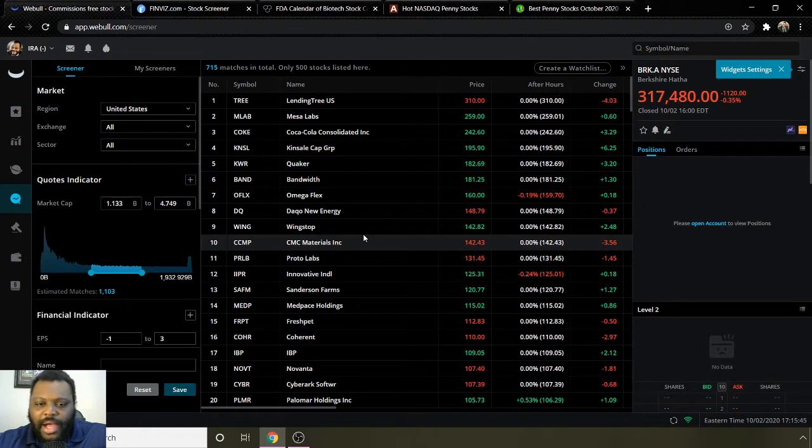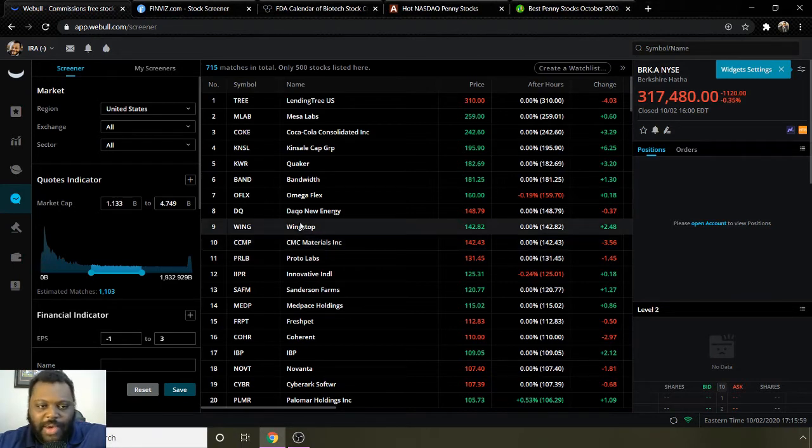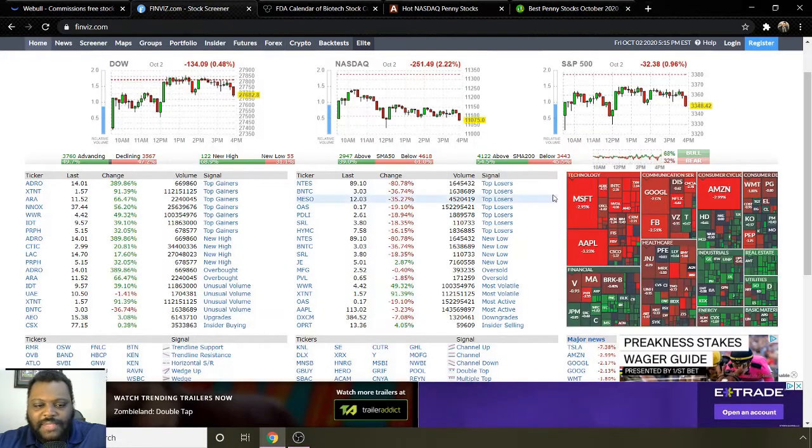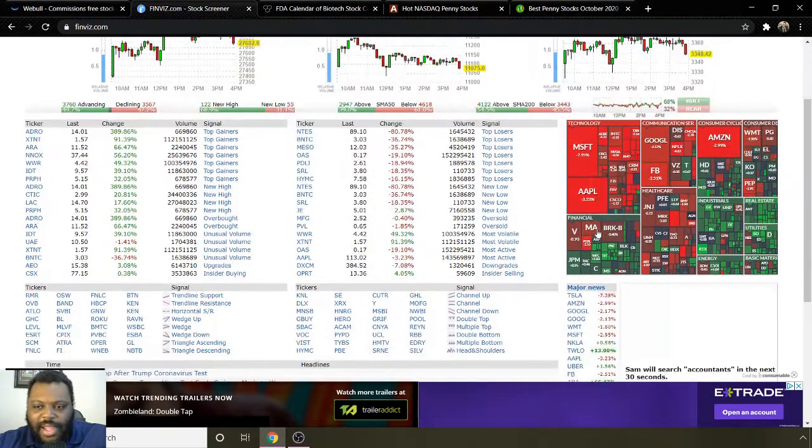A lot of people in the financial world use stock screeners just to point them in the direction of which stocks they could use in the future, or what they could put on their watch list to trade. So going to another one that's free. It's free to use. You don't have to pay anything for it.